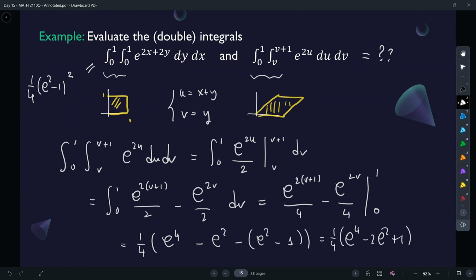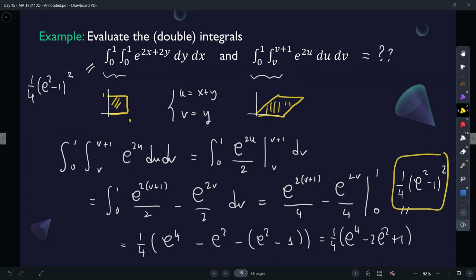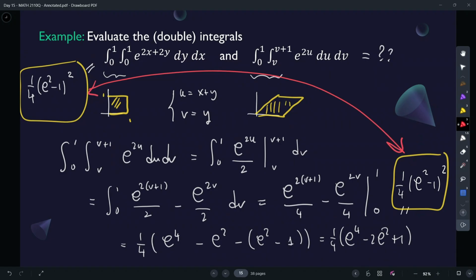Did I get the same thing? Yes, because that is a perfect square. That is a fourth of e squared minus 1 squared if you expand it. Isn't that amazing? I got the same thing, even though I did some crazy transformation of regions. What happened? Why is there no difference here? In the other one, we had to correct by a fourth. But here, the correction is just 1.